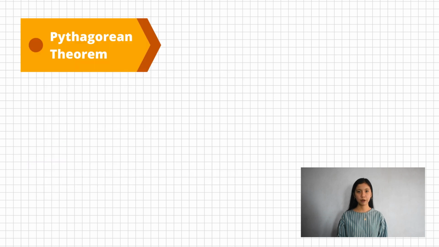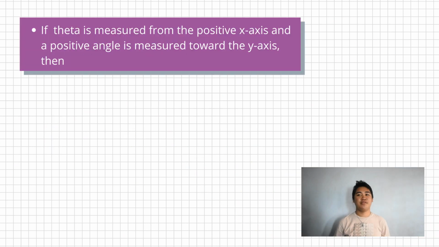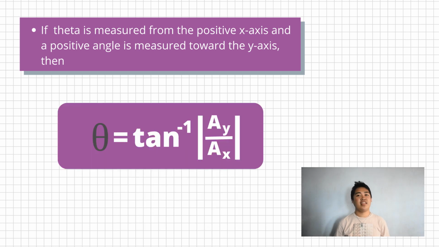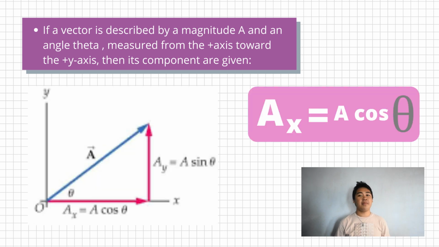By applying the Pythagorean theorem, we find the magnitude of vector A. A is equal to the square root of A sub x squared plus A sub y squared. If theta is measured from the positive x-axis and a positive angle is measured toward the y-axis, then theta is equal to tangent inverse of the absolute value of A sub y over A sub x. If a vector is described by a magnitude A and an angle theta measured from the positive x-axis toward the positive y-axis, then its components are given by A sub x equals A cos theta and A sub y equals A sin theta.